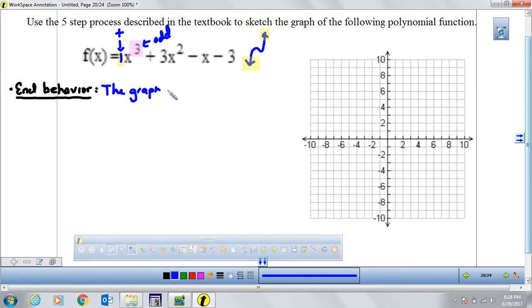So we're going to say the graph of f of x falls to the left and rises to the right.